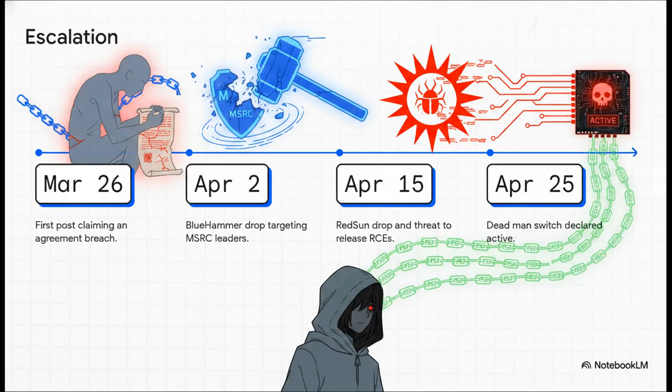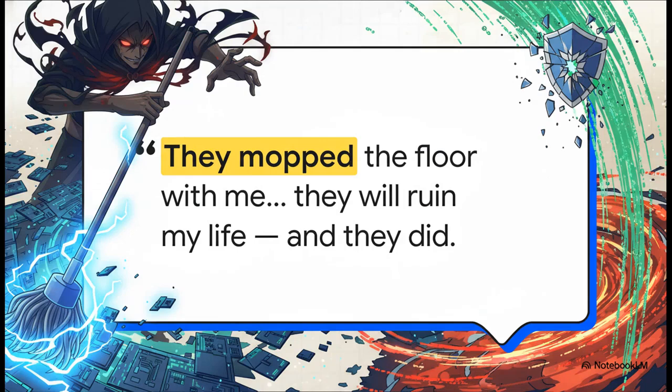Throughout this entire 31-day escalation, every single post is PGP signed. That's crucial because it verifies we're dealing with a single actor who is steadily, purposefully escalating their threats. To give you a sense of the mindset here, during the April 15th Red Sun drop, the researcher stated, "They mopped the floor with me. I was told personally by them that they will ruin my life, and they did."